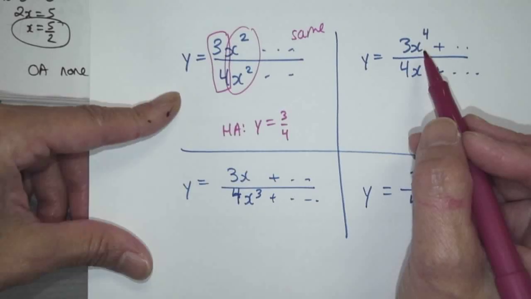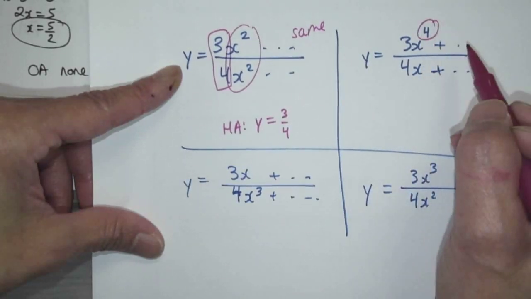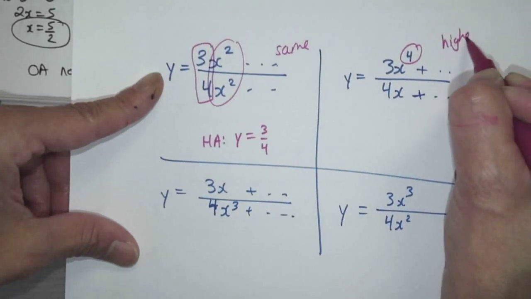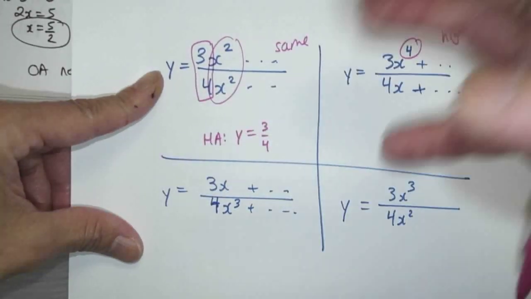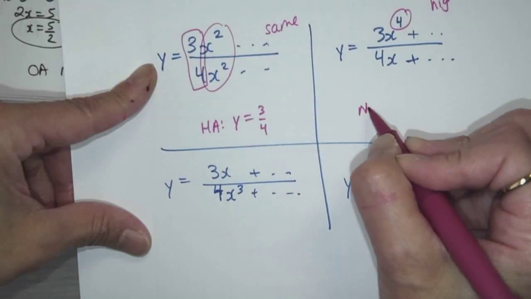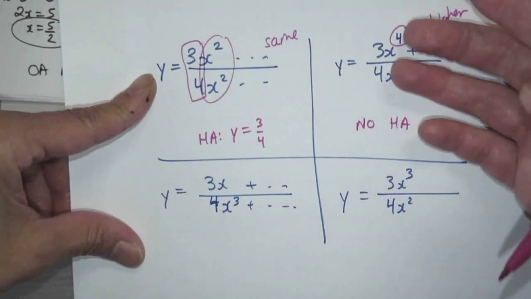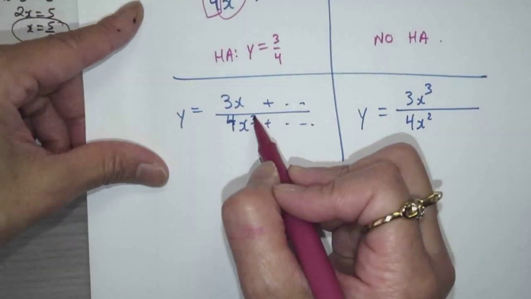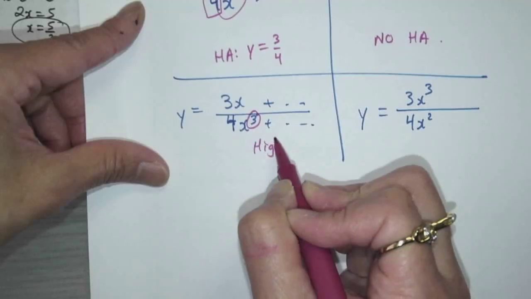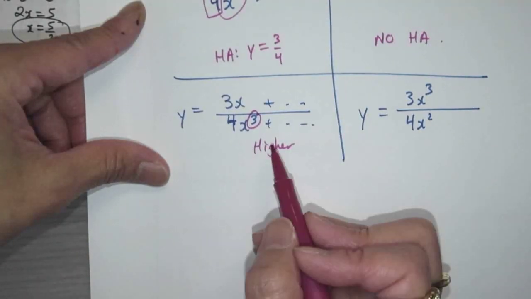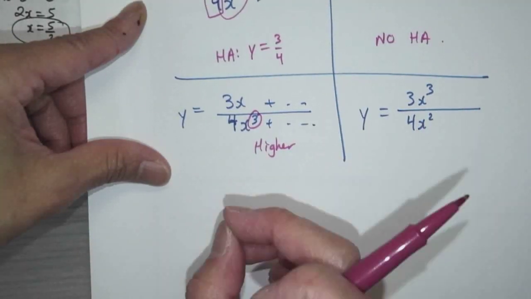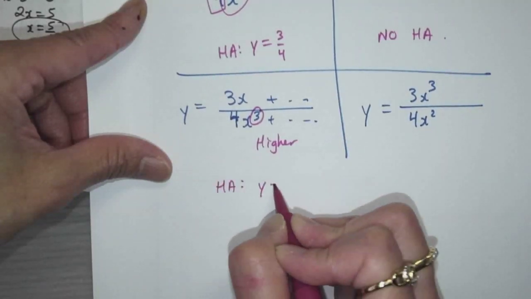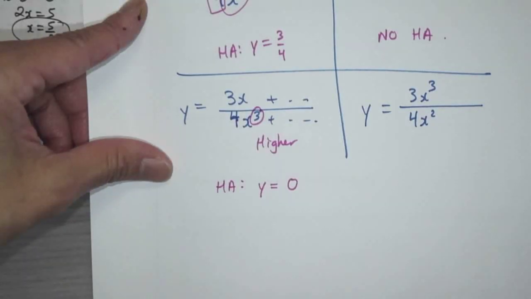If it's higher on the top, then what happens? It's pulling no horizontal, because it's not going to plateau to anything since it's higher on the top. Does that make sense? The other possibility, higher in the denominator. If that is pulling higher, you're dividing by a bigger number and a bigger number and a bigger number. What's going to happen? My horizontal asymptote would be 0, plateauing to 0 because it's getting bigger there.